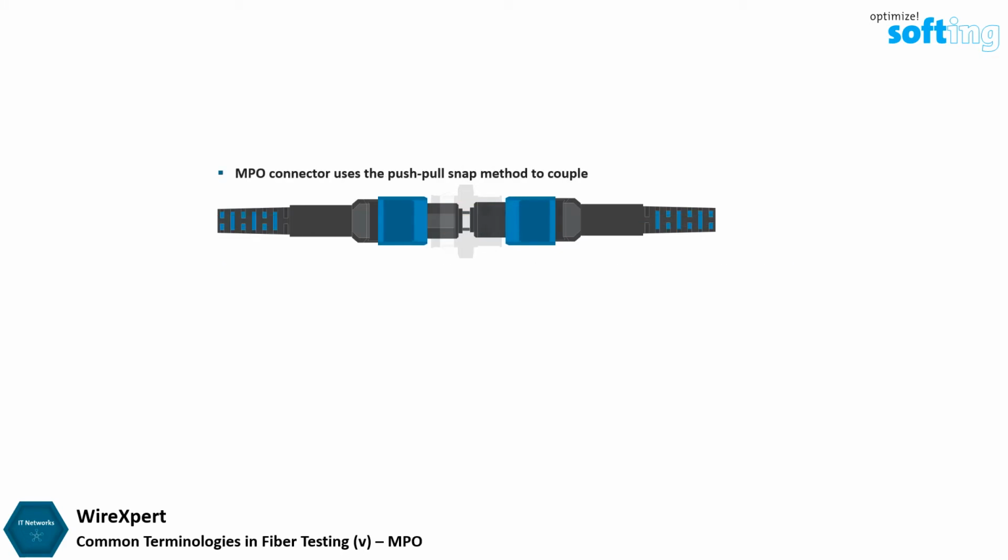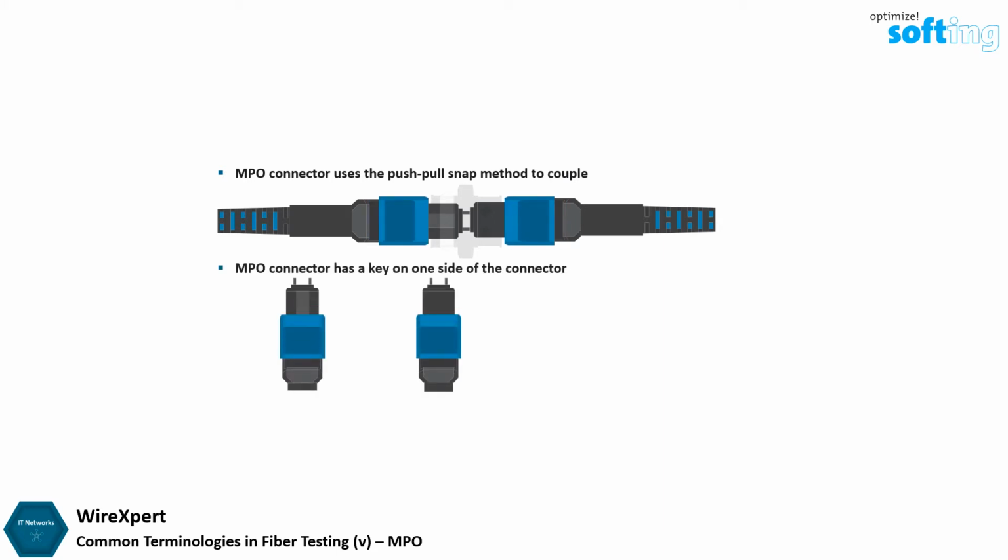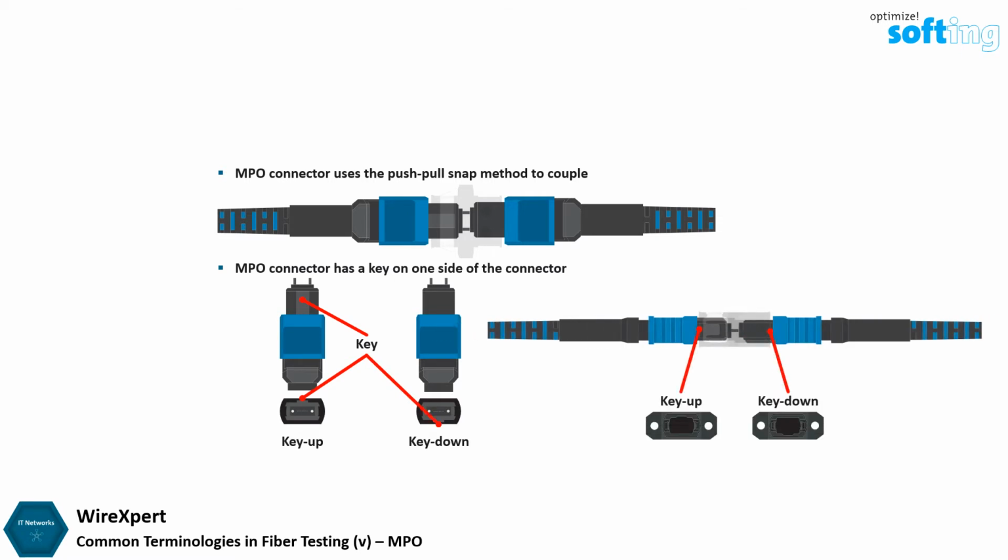The MPO connector uses the push-pull snap method to couple to the other interface, and has a key on one side of the connector body. When the connector key is facing up, it is referred to as key up, and key down when it is facing down. The key ensures that the connector can only be inserted in one way into the coupler or transceiver, and helps to determine the position of the fiber.